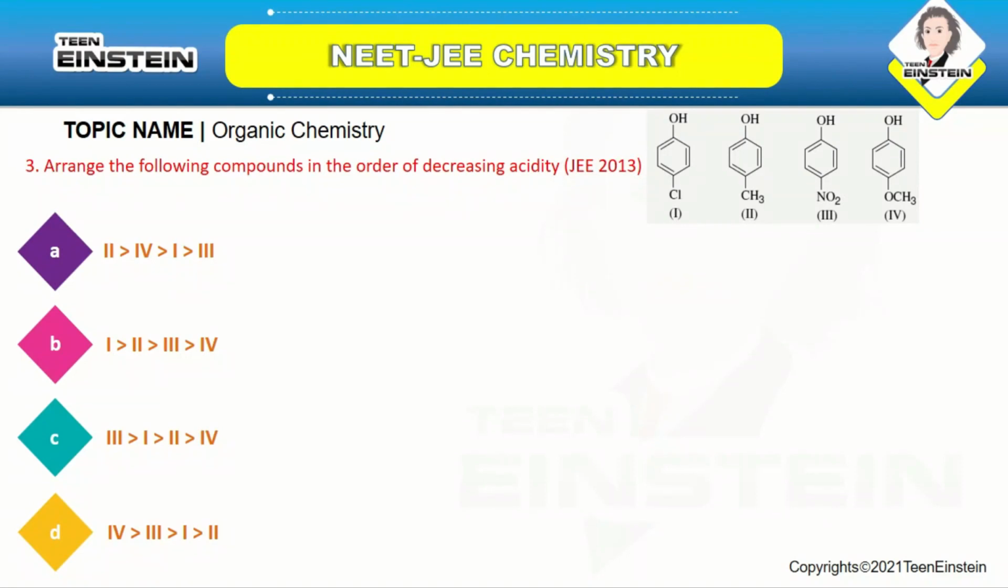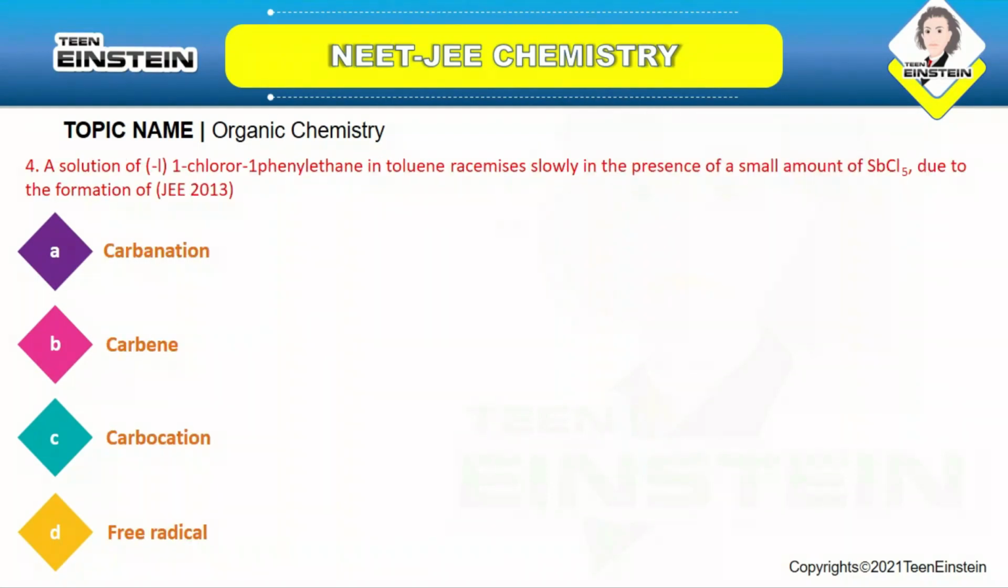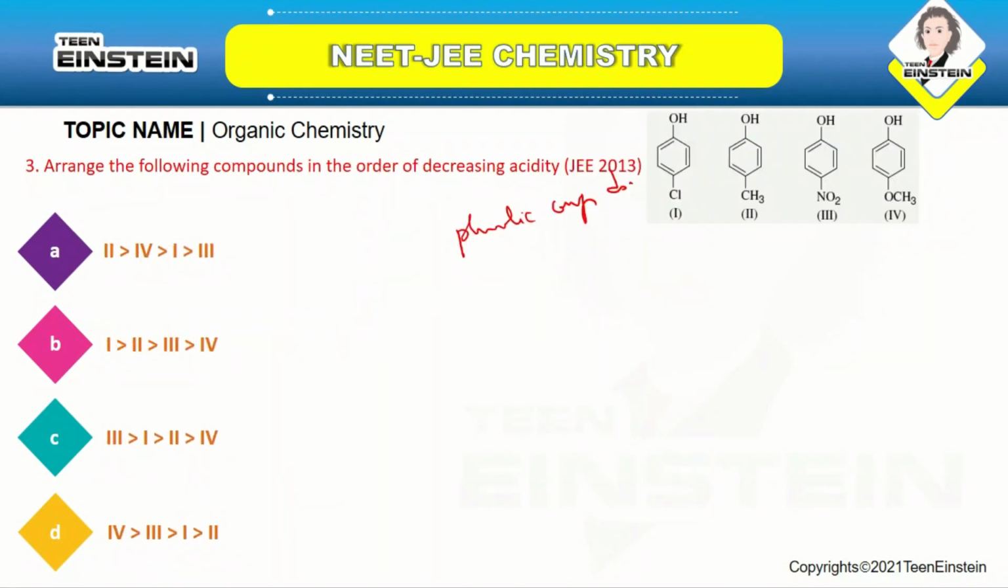Next, move on to the third question. Arrange the following compounds in the order of decreasing acidity. Here they give 4 compounds. The 4 compounds are phenolic compounds. The phenolic compounds are substituted with electron withdrawing groups and electron releasing groups.